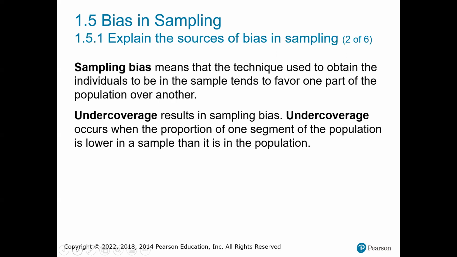Sampling bias means that the technique used to obtain the individuals to be in the sample tends to favor one part of the population over another. Okay, so again, this is not a sampling method, it is a problem with that sampling method. One thing that can happen is we have undercoverage. If we do not get enough of the population, our results may not be accurate. So when the proportion of one segment of the population is lower than its counterparts.